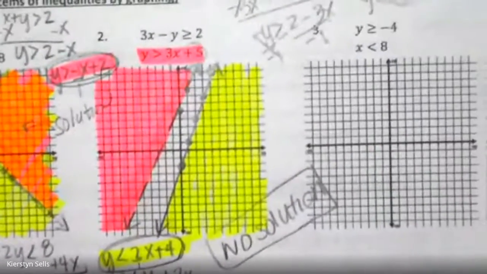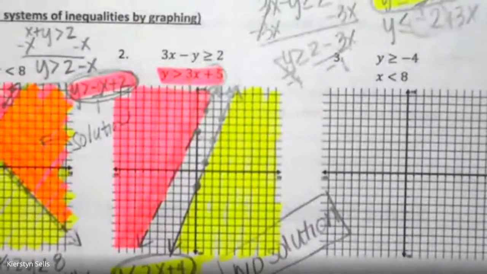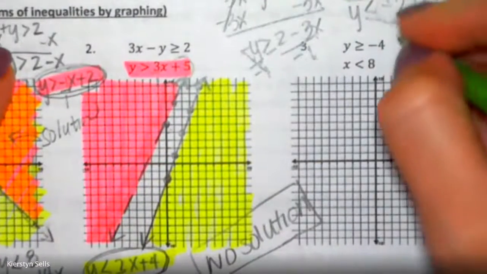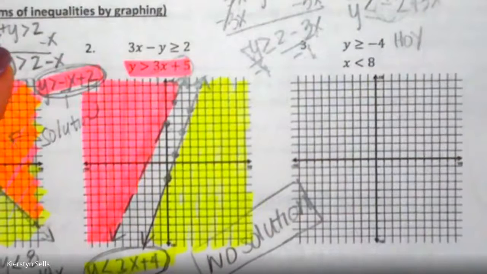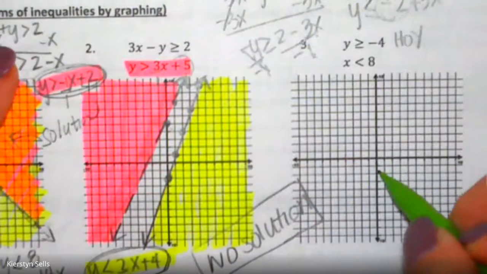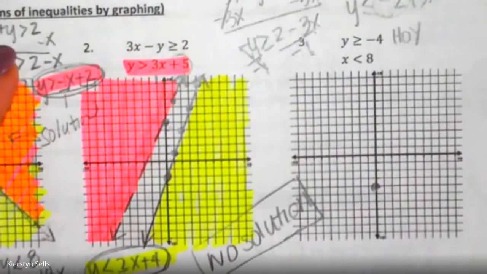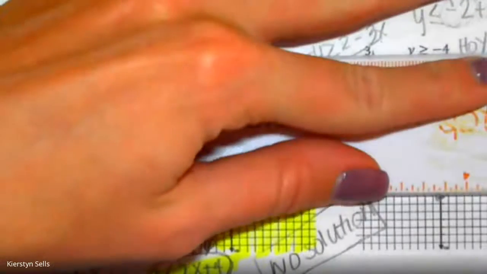Now we got some Hoy and Bucks lines. They just never disappear. All right, so that top one, is it Hoy or is it Bucks? It's Hoy, so is it horizontal or vertical? Horizontal, so I go to negative 4 on the y, and I put a dot. Solid or dashed? Solid. Solid line.